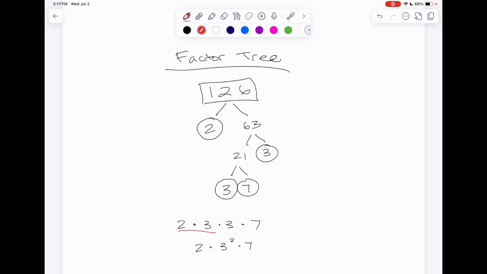Like 2 times 3 is 6, and 3 times 7 is 21. 6 times 21, that's going to be 126. Or I can combine it a different way. I can say 9 times 14. 9 times 14 will be 126. And so again, we can do this all day long, but it's a fun way to find the factors of something that might be harder to break down if it's a large number. Okay.